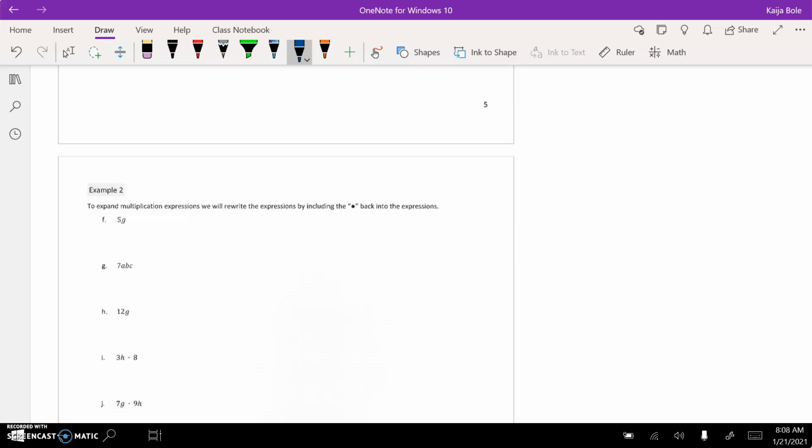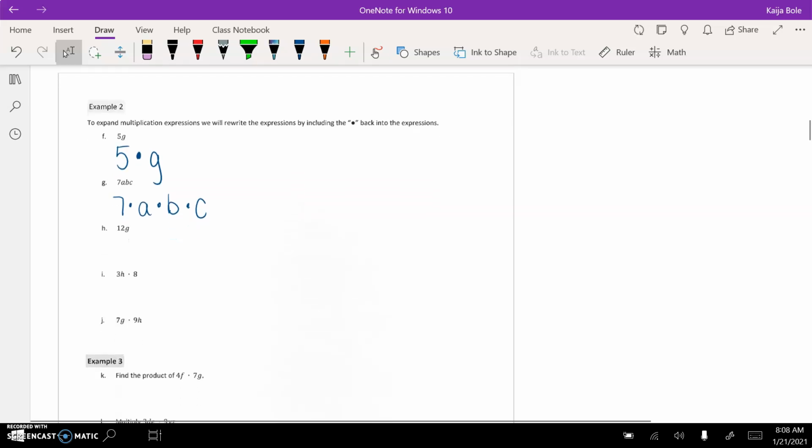So 5, we can't pull apart the 5. We're not going to do 5 times 1. So this would just be 5 with the dot times g. Okay, same thing with the number 7. We can't pull that apart. So this would be 7 times a times b times c.